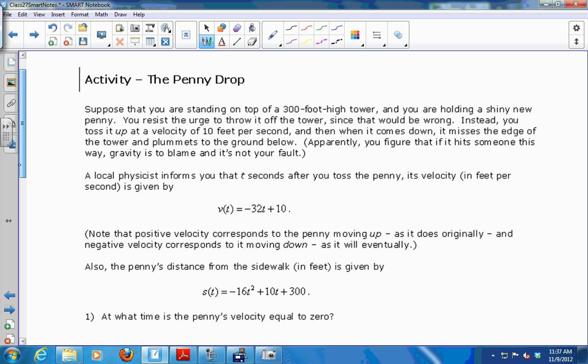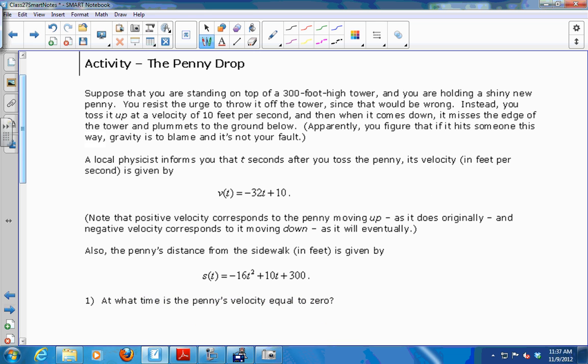All right, so the rest of class, I'm going to have you work in your groups on this penny drop activity. Another example of quadratic functions in real life.